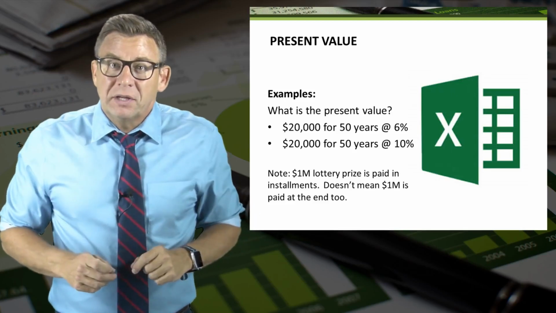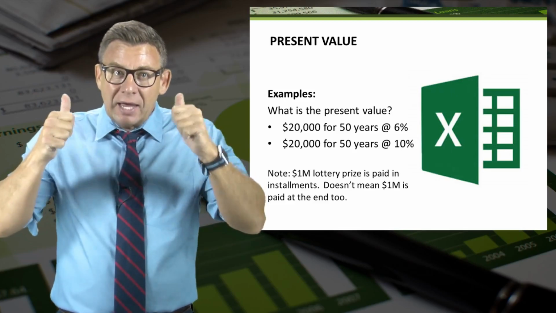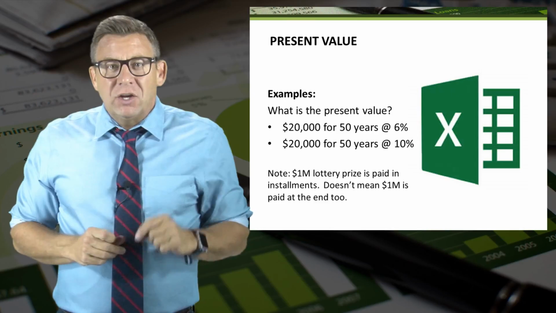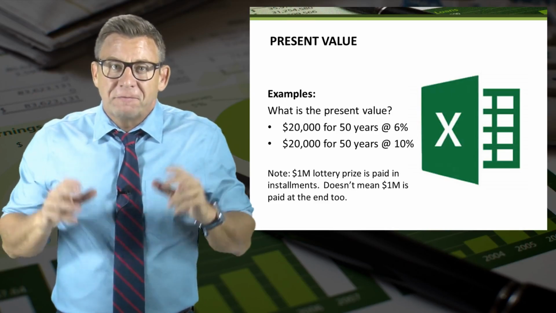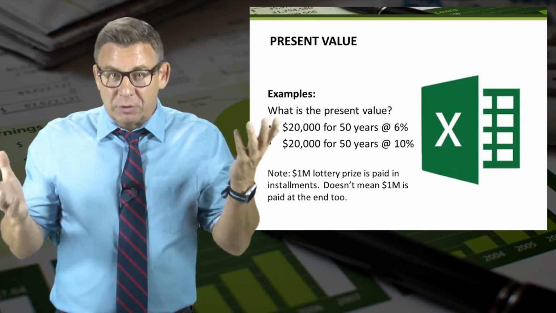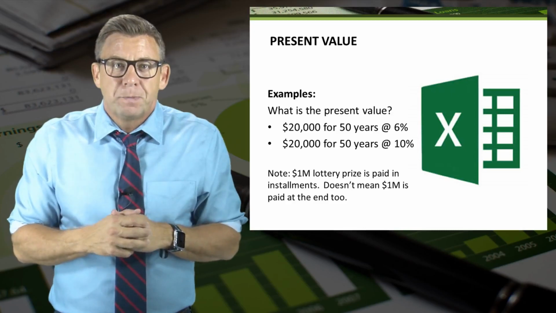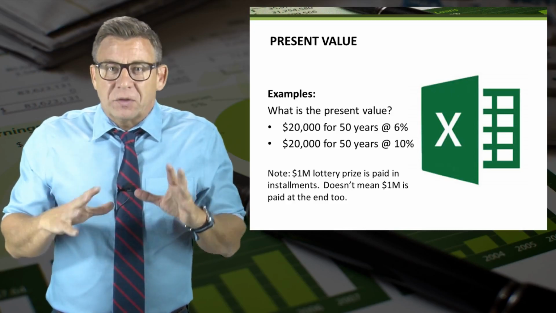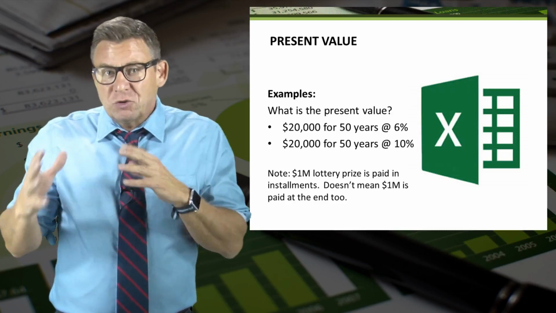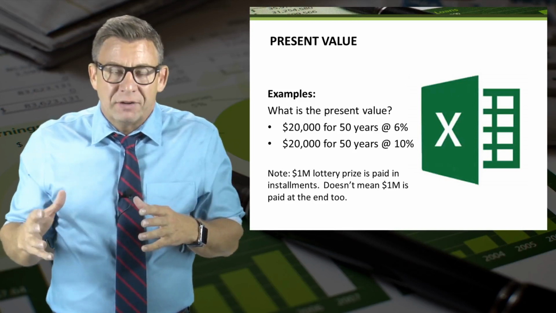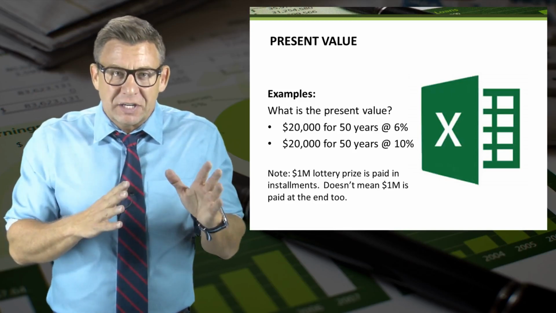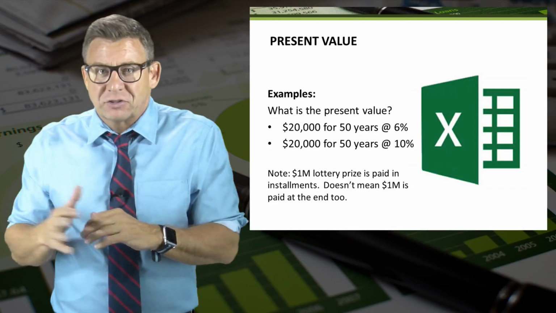Assume that you are a $1 million lottery winner. Yay! The lottery will pay you $20,000 per year for 50 years. That's how it totals $1 million. Let's figure out the present value, meaning how much real purchasing power you'll have, assuming a 6% discount rate and a 10% discount rate.